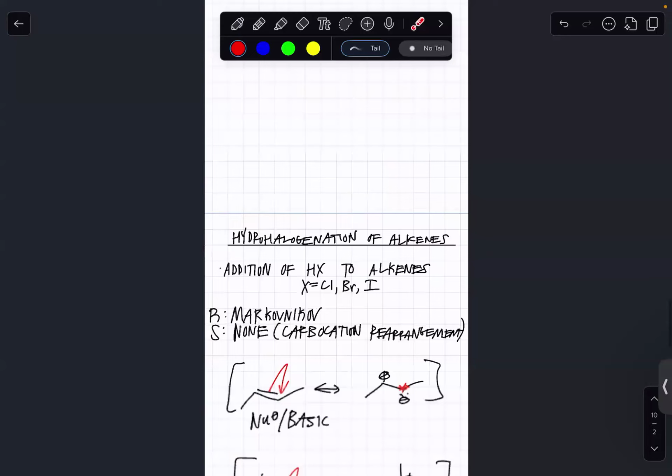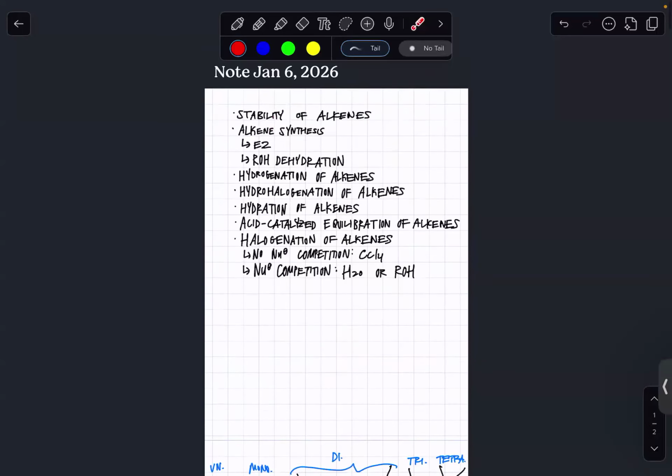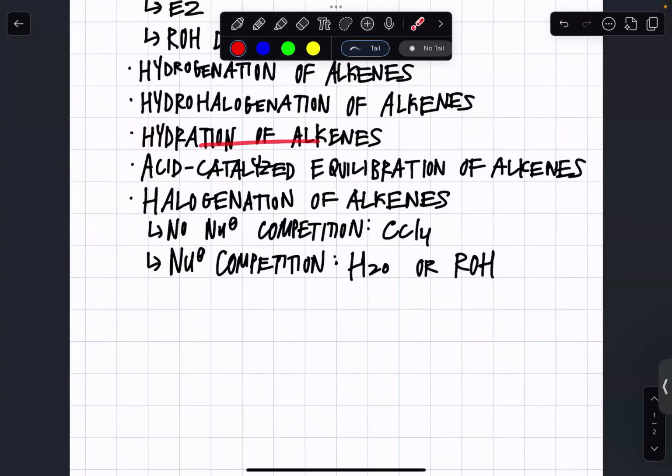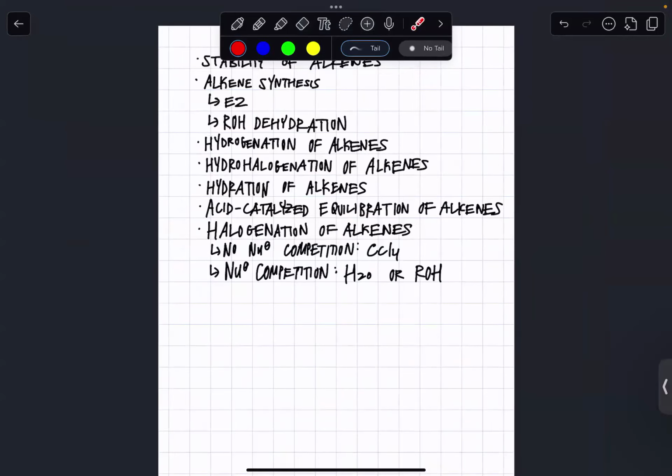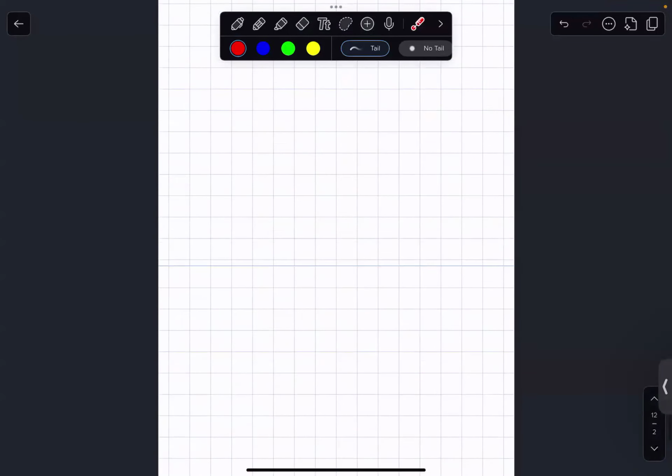Okay. So the next thing is going to be hydration of alkenes. Okay. Let's do hydration of alkenes.